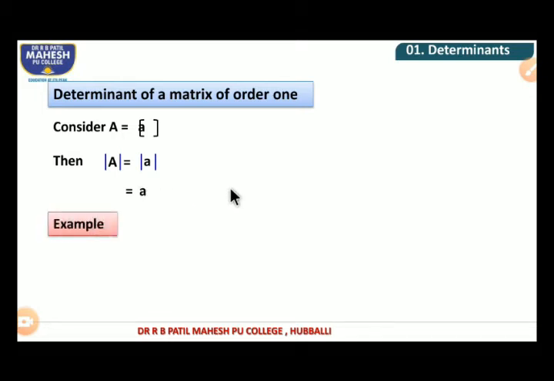I will take one example for this. If a matrix A is equal to the matrix of -3, which is a matrix of order 1, then the determinant of A is equal to the determinant of -3, which is equal to -3. Students, don't get confused with this sign. I have already told you it is not modulus, because if you take it as modulus, it becomes +3, but it is not modulus. Here in this chapter it is a determinant, so we take the value -3.